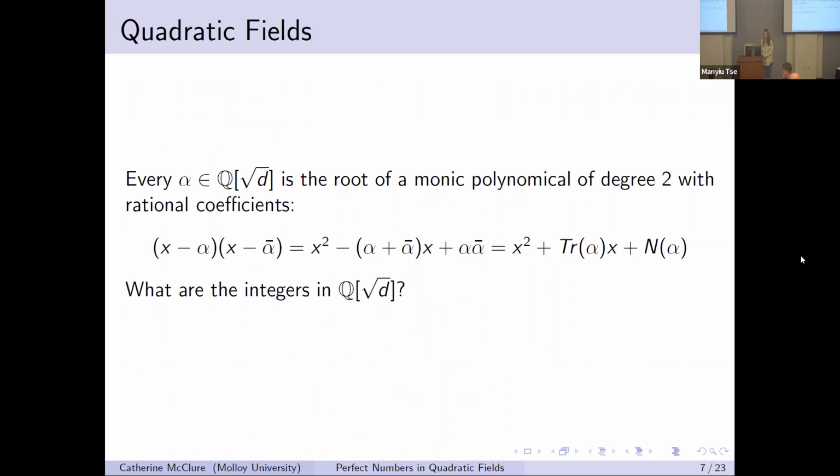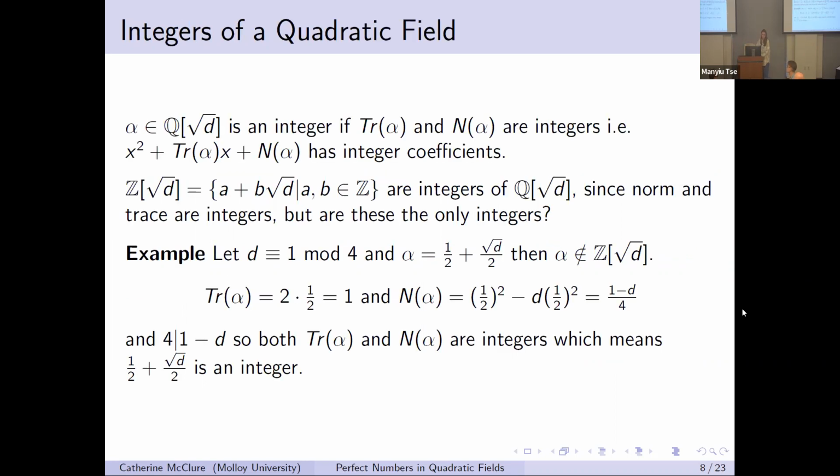This is where the elements of a quadratic field are coming from. Every alpha in a quadratic field is the root of a monic polynomial of degree 2 with rational coefficients. What that means is x minus alpha times x minus alpha conjugate, and that comes out to be x squared minus trace of alpha times x plus norm of alpha. From this, we can get what the integers are in a quadratic field. The integers are those elements whose trace and norm are integers. That includes Z of square root d, since norm and trace are integers there, but these are not the only integers.